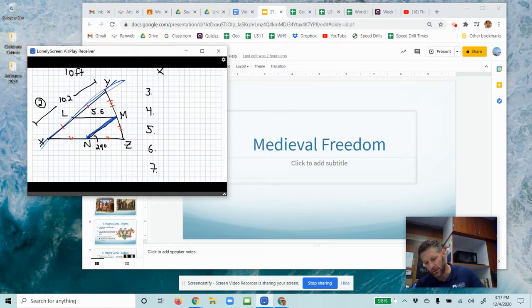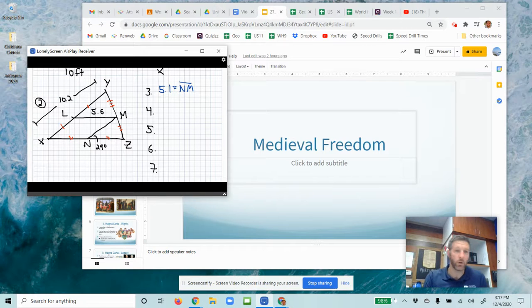So that means the longer side is twice as big as the midsegment. The midsegment is half of it. Alrighty, so 10.2, that means it's just going to be half, so NM must be 5.1. So NM is 5.1.